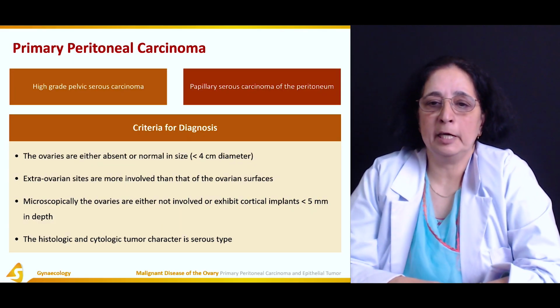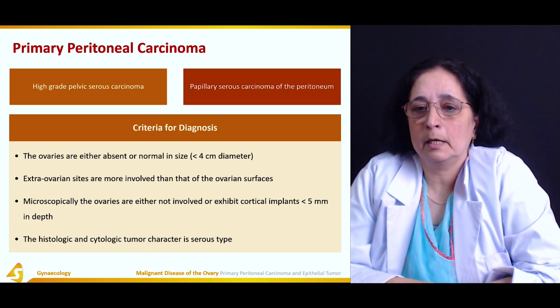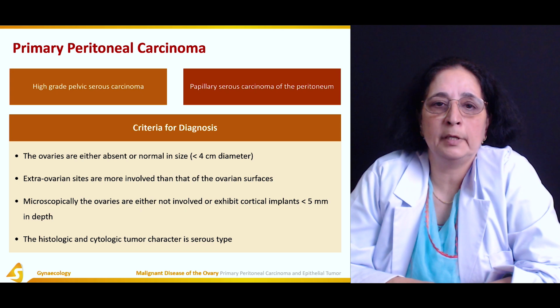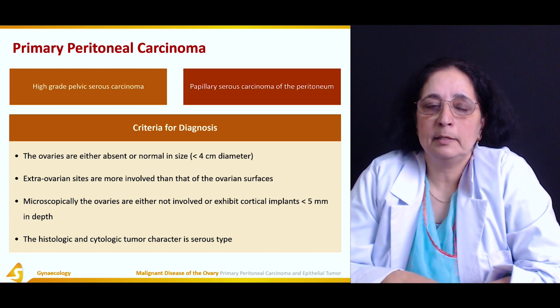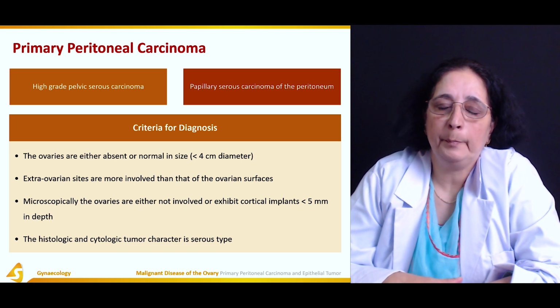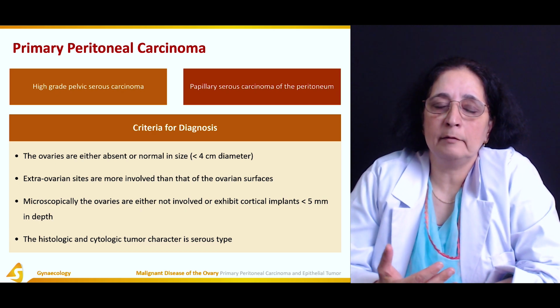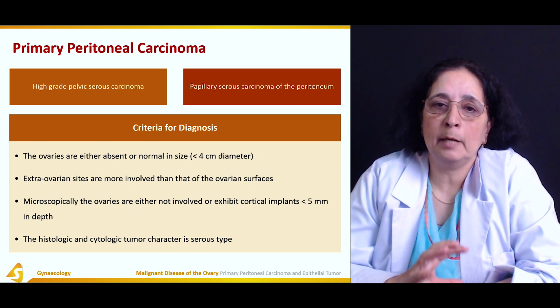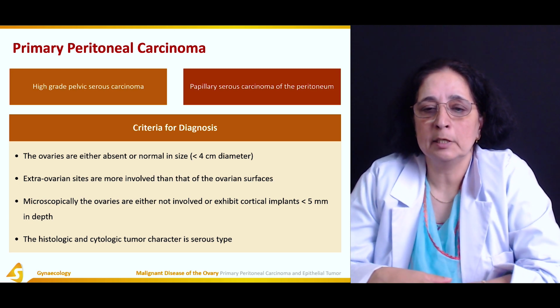So primary peritoneal carcinoma is usually a high-grade pelvic serous carcinoma, and then it's papillary serous carcinoma of the peritoneum. So two types mainly. One is high-grade pelvic serous carcinoma and the other papillary serous carcinoma of the peritoneum. Peritoneum is the covering that covers the abdomen, and all the abdominal structures are present inside the peritoneum. So it's the covering of the abdominal structures.